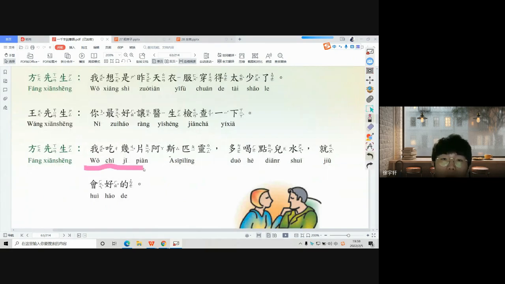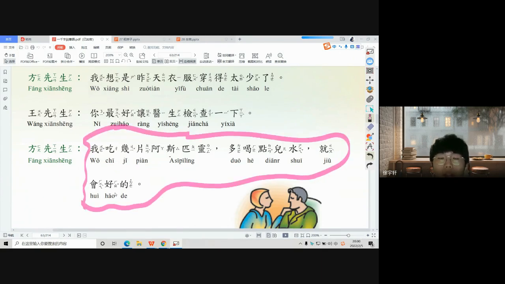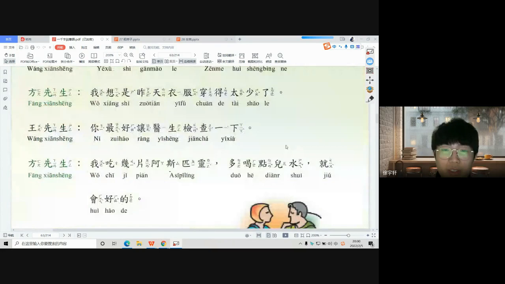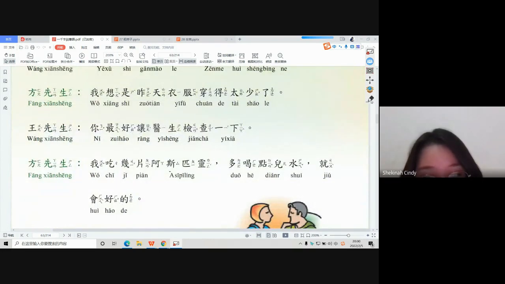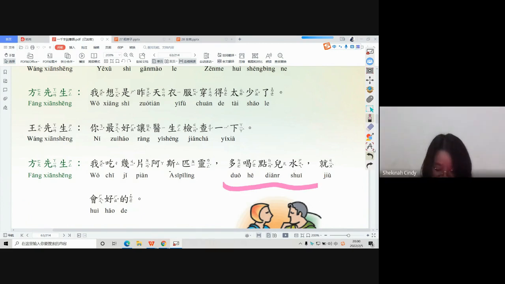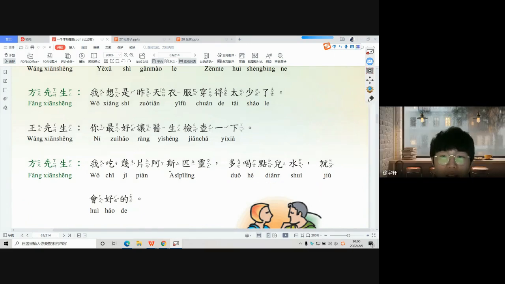The last one. 我吃几片阿司匹林，多喝点水就会好的。Do you have any questions to understand this sentence? Yes, I understand. Okay. That's very good. Can you understand the whole text now? Wait, I have a question. Which one? 多喝点水, to drink a little more water? Yes, to drink more water. You don't have to say a little more. You just drink more water. Okay, so the whole text, can you understand now? Yes.